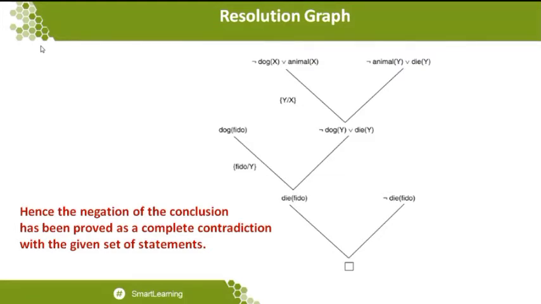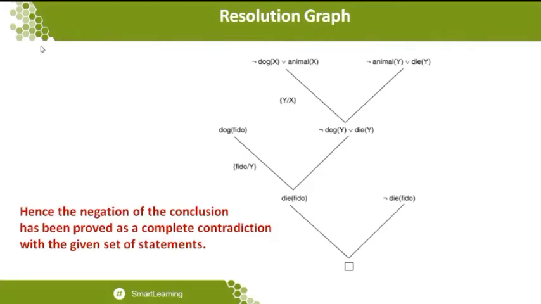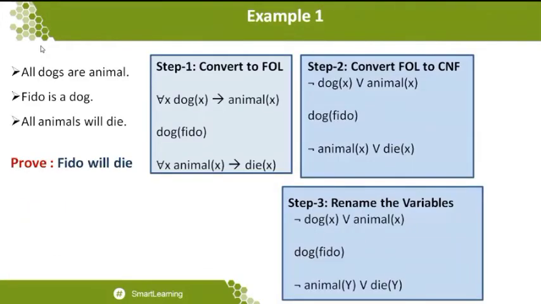And what is the proof that we want to take in the negation statement? Fido will die, which means not of die of Fido. That is the statement I want to take. When that statement is taken, we get a null statement, and it is hence proved. The conclusion is a complete contradiction with the statements, so we can know that Fido will die, because the statement is very clear: all dogs are animals, Fido is a dog, all animals will die, Fido will die.